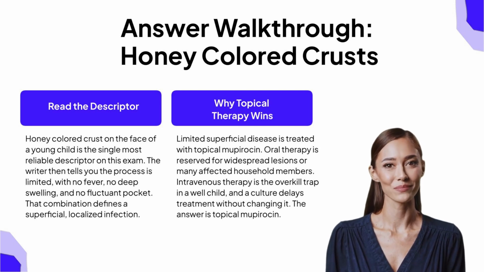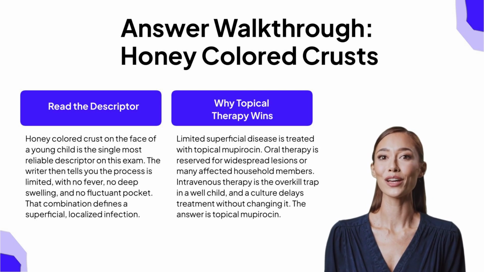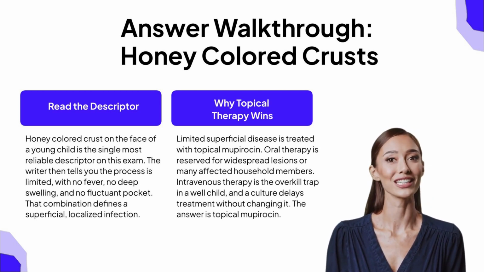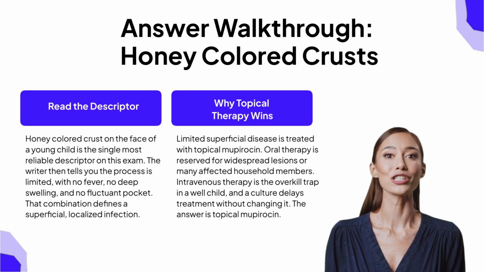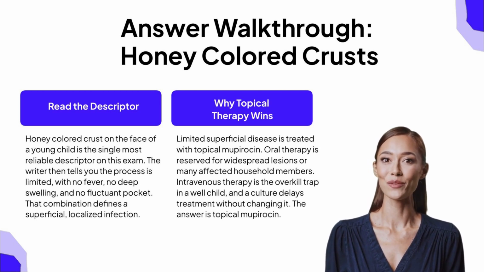Choice C, intravenous vancomycin, is the overkill trap in a well-appearing child who is playing normally in your examination room. Choice D, obtaining a culture before any treatment, delays care without changing what you would do. The answer is topical mupirocin.